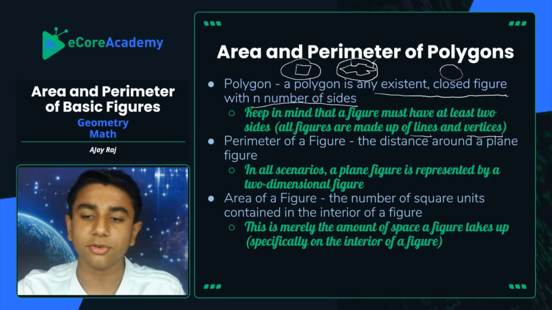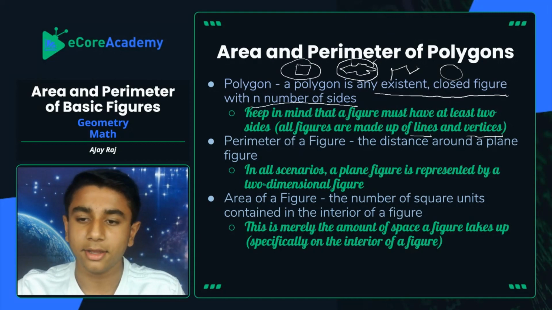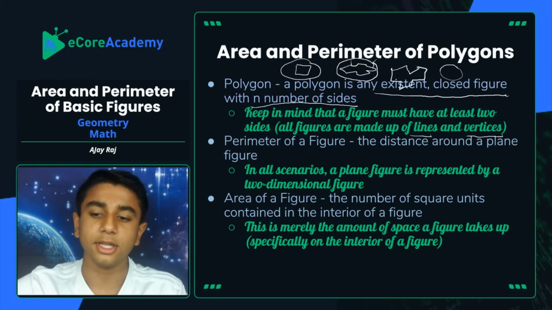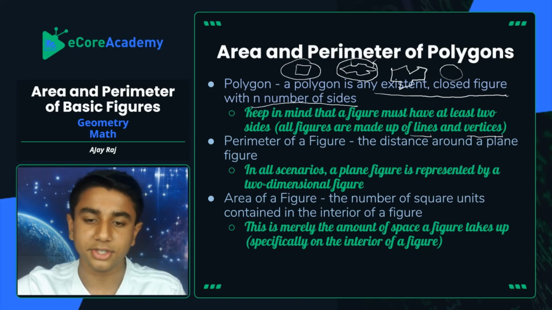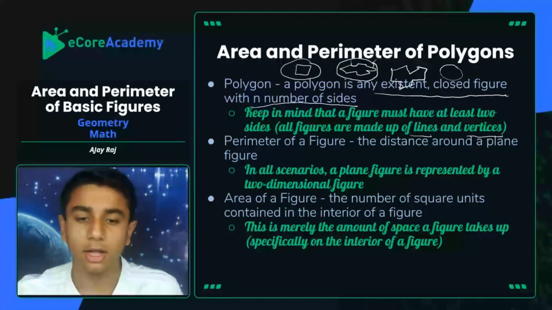But anything with straight sides and any number of them will be considered a polygon. Like I can make infinite sides that are all straight with vertices, meaning where 2 lines meet and intersect. That would be considered a polygon right here.